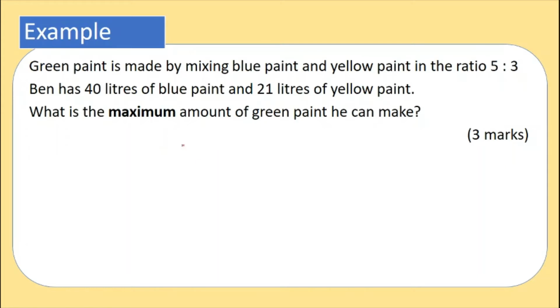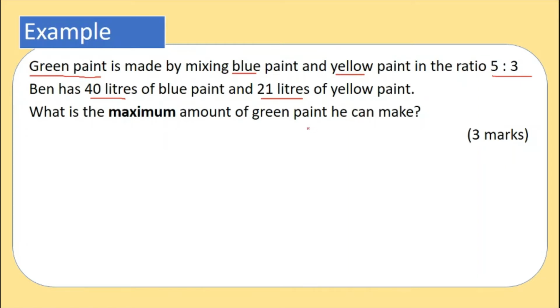In this case, we're looking at green paint is being made by mixing blue and yellow in the ratio 5 to 3. Ben has 40 litres of blue paint. He has 21 litres of yellow paint. What is the maximum amount of green paint he can make?